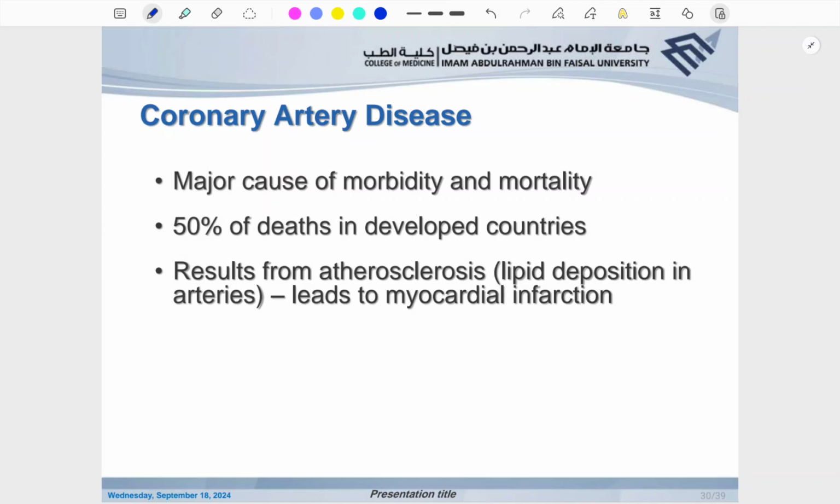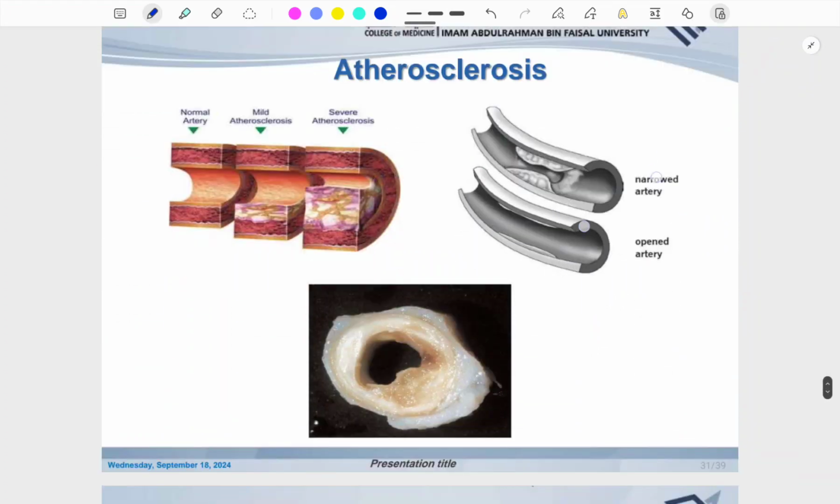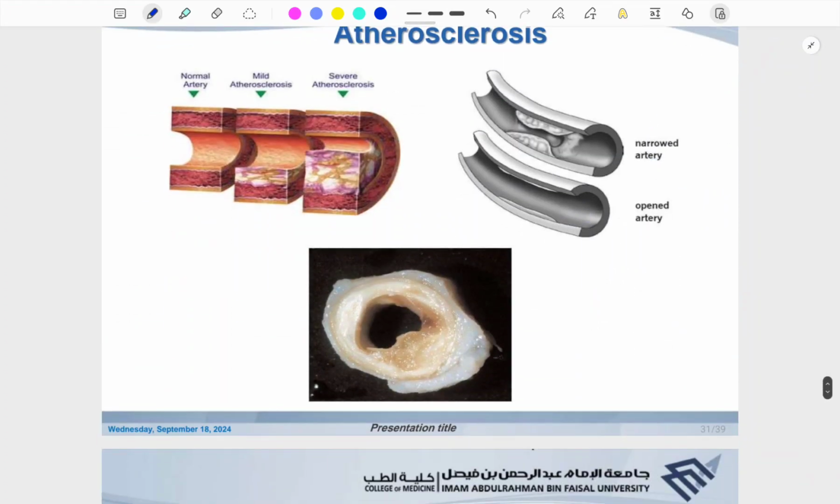Coronary artery disease is a major cause of morbidity and mortality. 60% of people have it. 50% of deaths in developed countries. In Europe, 50% is due to heart problems. It results from atherosclerosis, lipid deposition, and we said lipid deposition is not as simple as that, it's far more complex. This is a lipid deposit, this is the intima by the way, and this is entering the intima, where they proved it, you could see, which narrows the arteries, especially the coronary arteries, and results in problems of myocardial infarction.